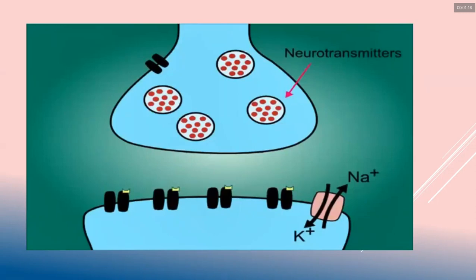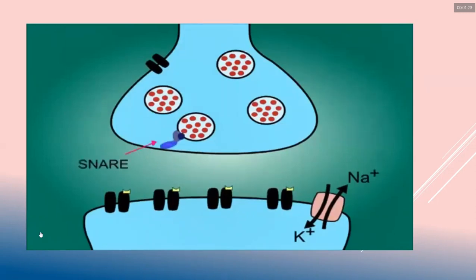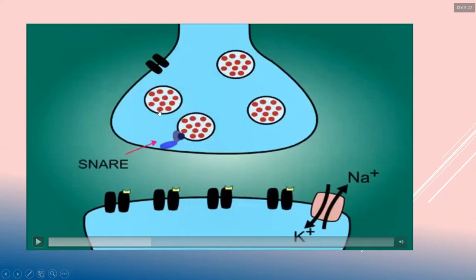On these synaptic vesicles are small proteins called snare proteins. Okay, forget about the protein.